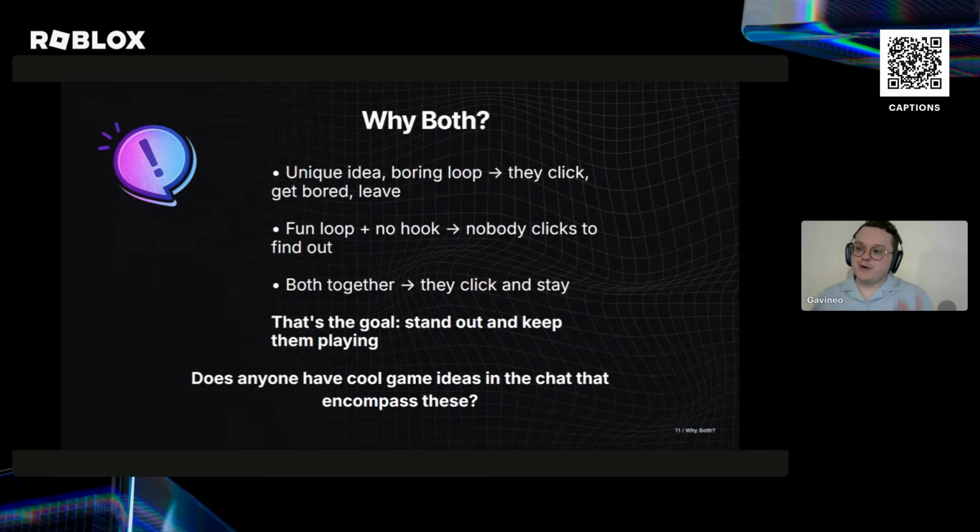So why both, right? Why do we need both of these things? Why do we need uniqueness? Why do we need a hook? Why does it matter? Well, let's look at it here. So let's talk about the first case here, which is a unique idea. So you have a unique idea, but you have a boring loop, or a unique hook, or a unique whatever way you want to call it. So the players click the game, they get in it because it's unique, it stands out, but then they get bored and they leave, right? You have a weak core loop, they get in, they play, and they're like, I'm getting out of here. I don't want to play this anymore. So then they leave the game.